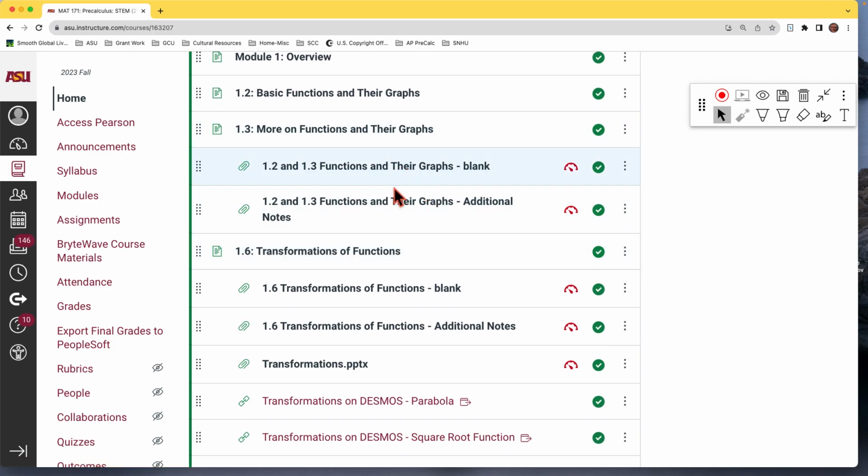The other thing I've been doing over the last couple of days, I can't remember when, is turning on additional resources for the section. Tamara has provided us with some additional notes, and those are there.